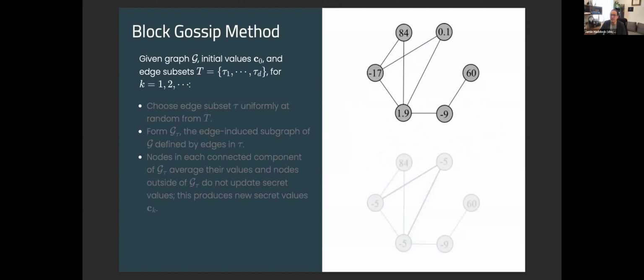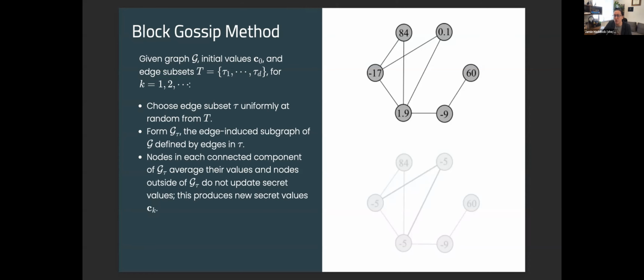So I'll jump right into the block gossip method. Okay, so the block gossip method is a protocol for allowing the nodes to update their values. So given our graph G with initial values c naught and some set of subsets of edges T, in each iteration, we're going to choose an edge subset uniformly at random from the allowable set of edge subsets. We're going to form the edge-induced subgraph of G, and then we're going to allow nodes in that edge-induced subgraph to average their values across the connected components in that edge-induced subgraph. And the nodes outside of this edge-induced subgraph do not update their secret values. Okay, and so this is how we produce the new set of values at the nodes, which we'll denote c_k.